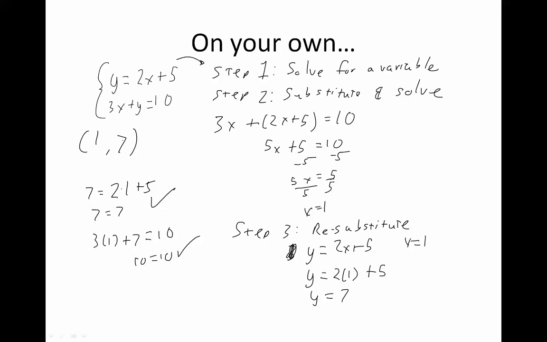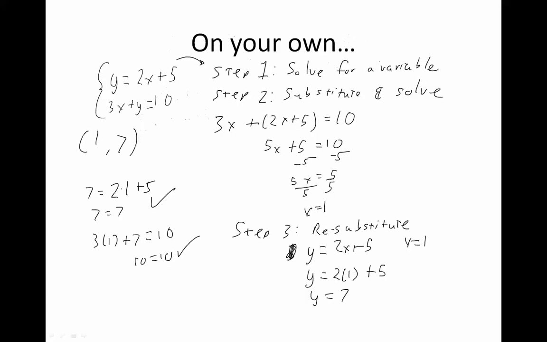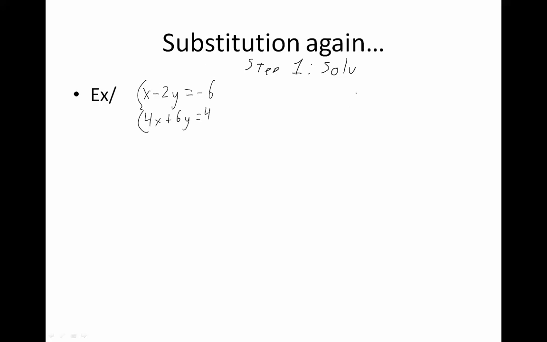So let's move on and do one where step 1 is not solved for us. So here we need to take care of step 1 because notice that neither of these equations has a variable solved for already. And one is not isolated. So we need to solve for a variable.